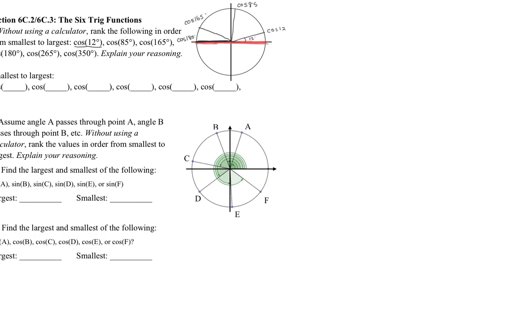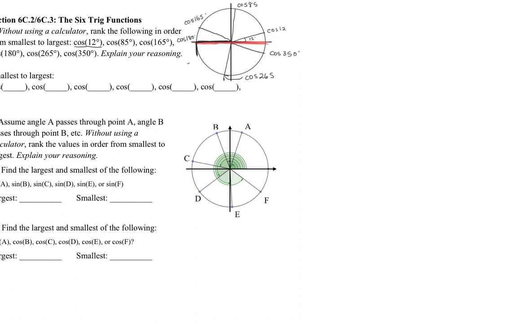And then cosine 265 is, this is 270, so right about here is cosine 265, and then the next one is cosine 350, which is right about here. So we're wanting to know, from smallest to largest, what is our cosine? So essentially, we're reading off of the x-axis, right, is what I had said.